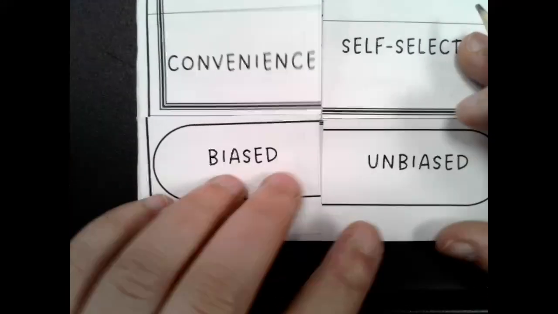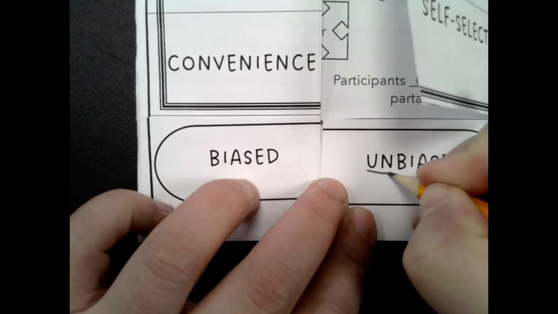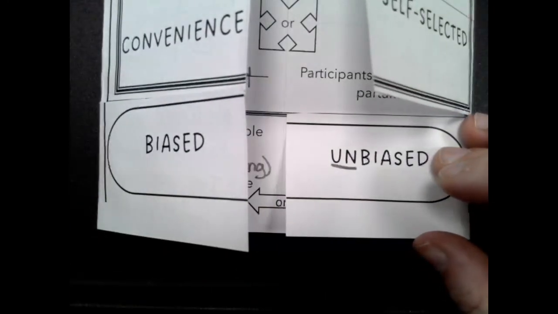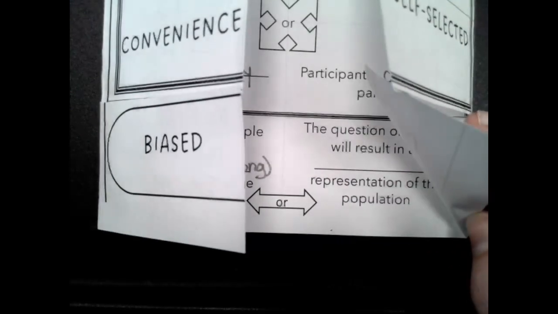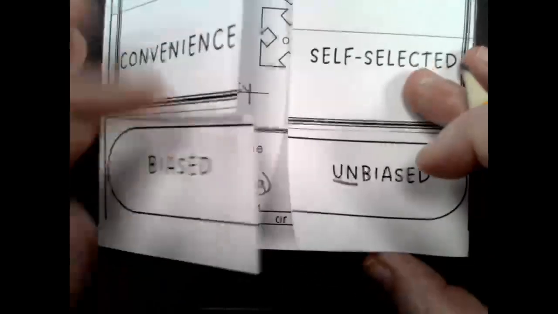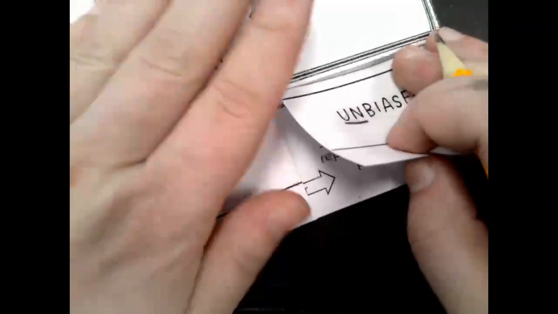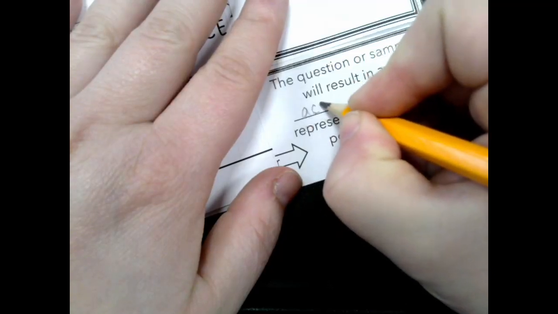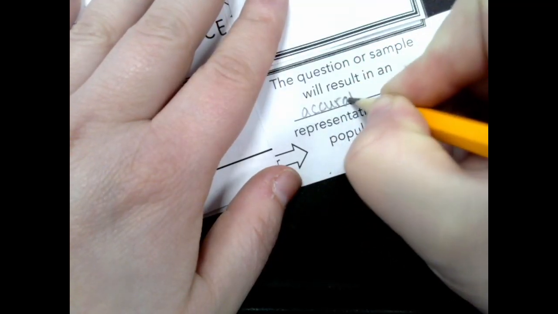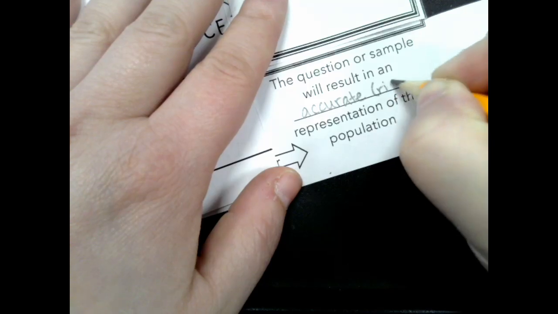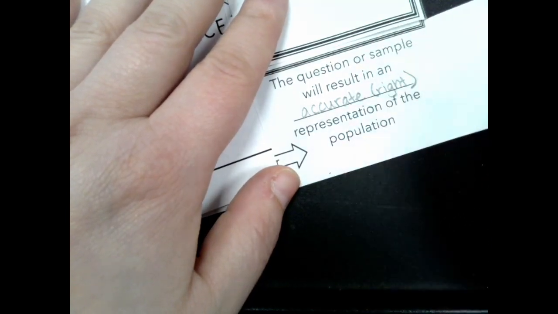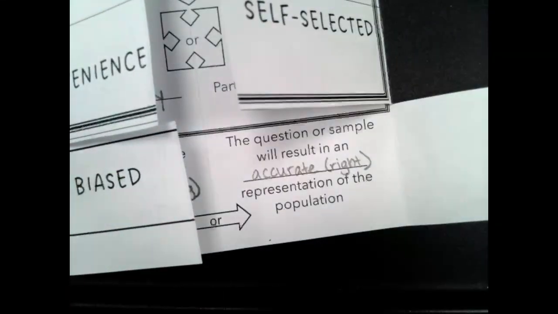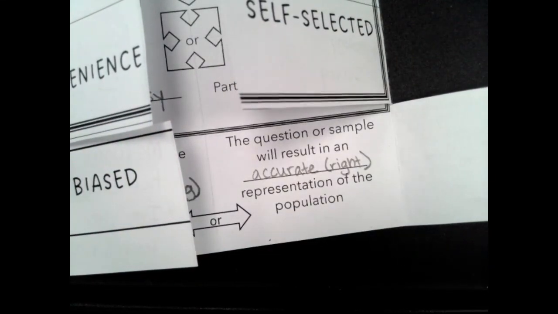All right, unbiased. Again, we have that prefix un. Un means not. So for unbiased, the question will actually result in an accurate representation. Or actually, it's right. The question or sample will result in an accurate or correct representation of the population.